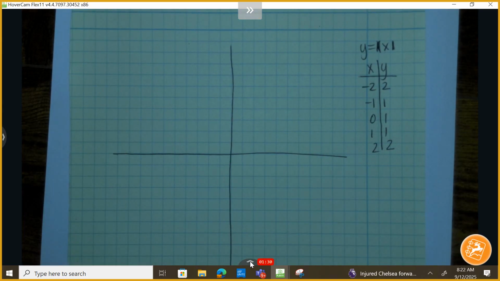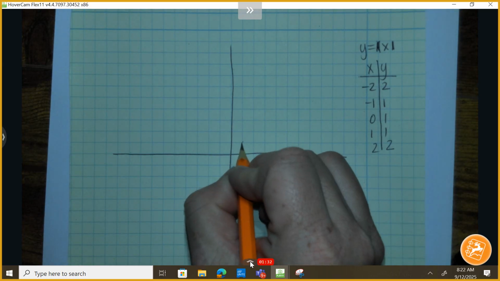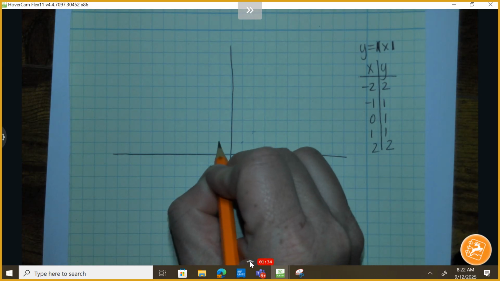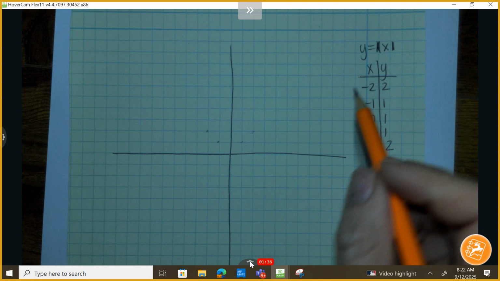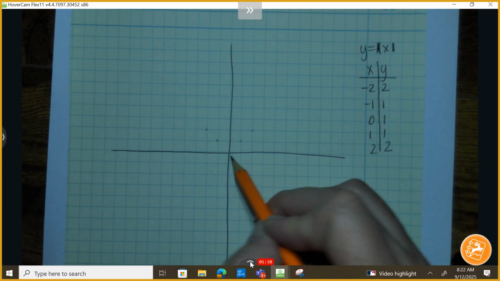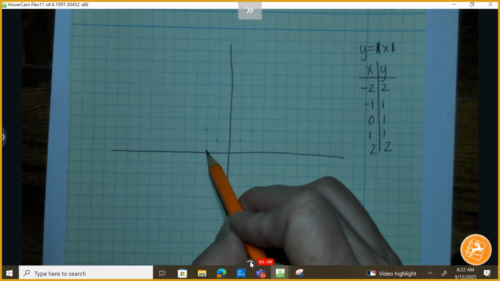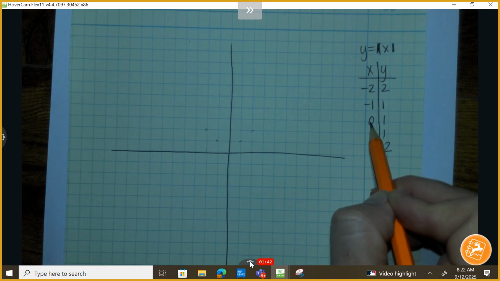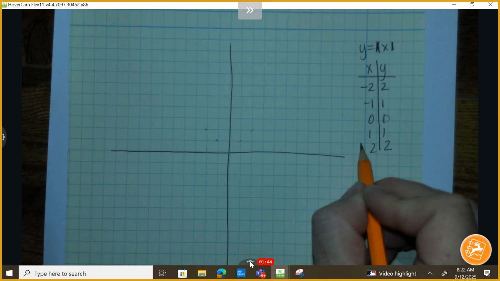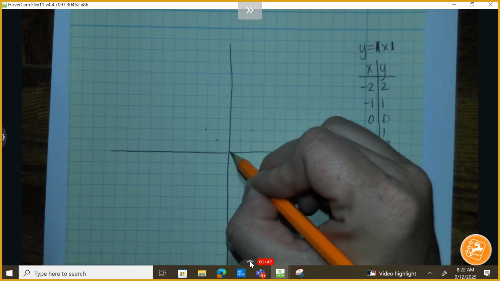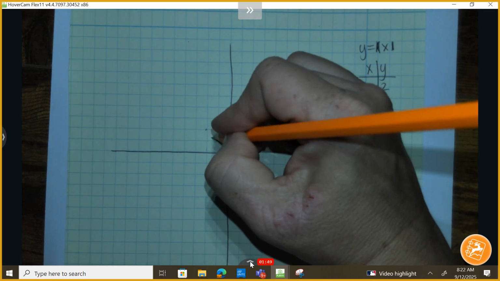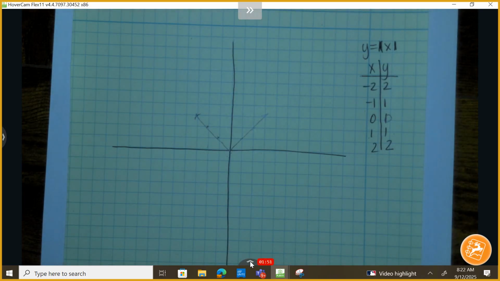So I literally would go to 0, 0, and then I'd go over 1, up 1, over 2, up 2, left 1, up 1, and left 2, up 2. This is directions. From the origin, I would go left 2, up 2, left 1, up 1. Here, this should have been 0, 0. Then right 1, up 1, and right 2. And so it's looking like this. And you saw that in yesterday's video. That is a review for you from 8th and 9th grade.